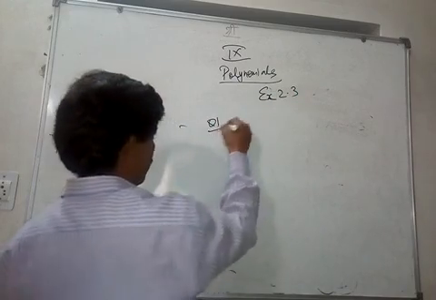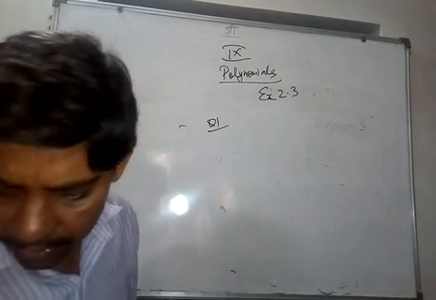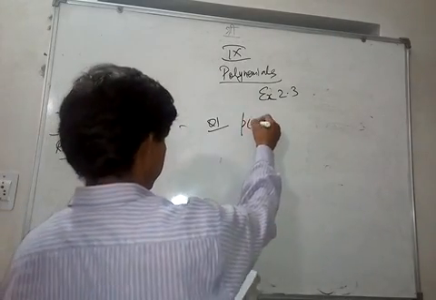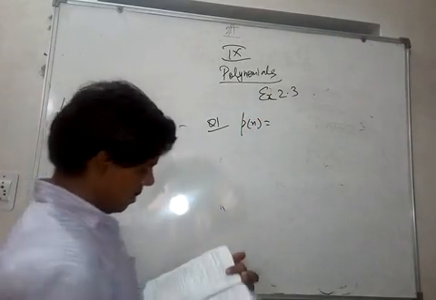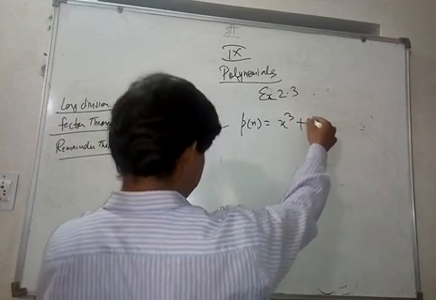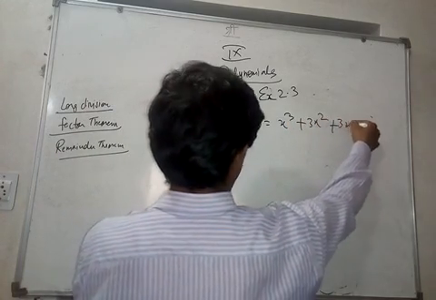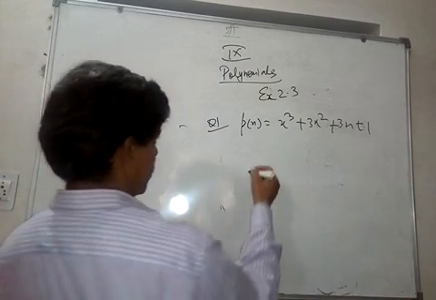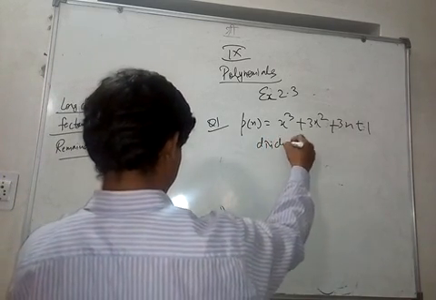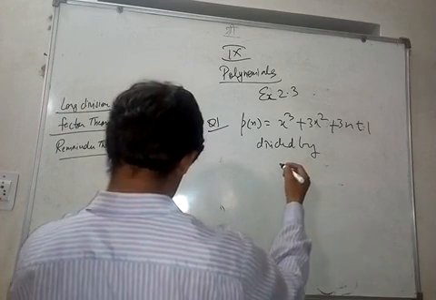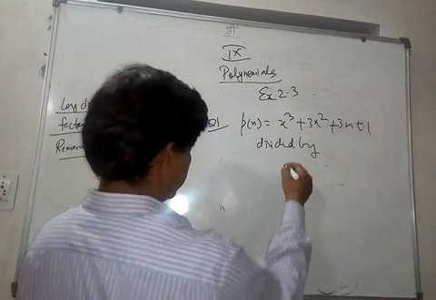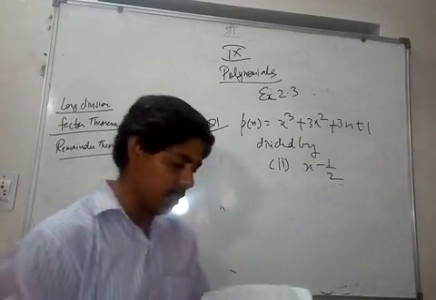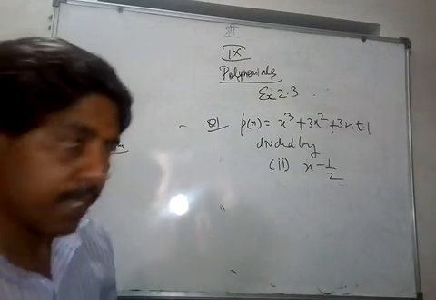Question number 1 is: find the remainder when the polynomial p of x, this one, x cube plus 3x square plus 3x plus 1, is divided by, first let us consider the second part, x minus half. One way is long division, another is the remainder theorem.